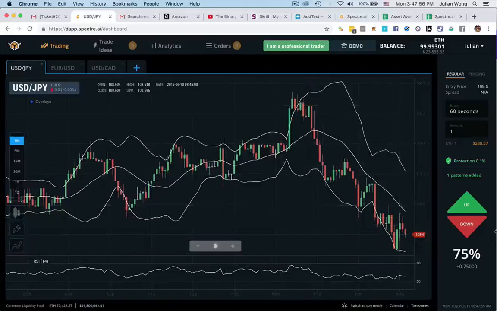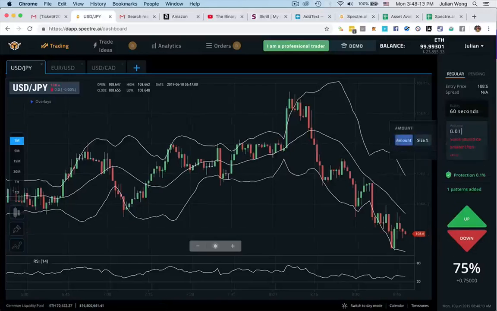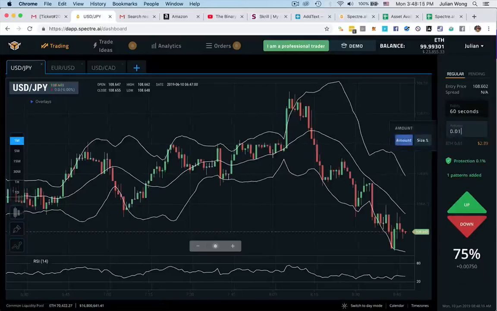let's have a look at this platform right here. So Spectre is a platform that goes by Ethereum. So you would have to trade in Ethereum. So how does that work out? Okay, you can actually specify an amount that is greater than $1.